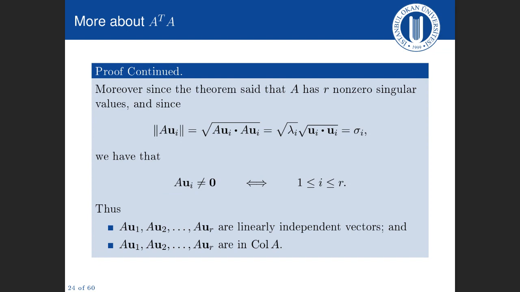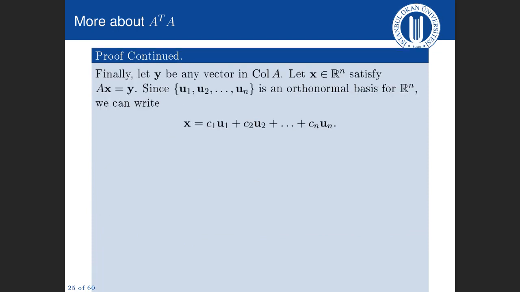So that means that Au1 up to Aur are linearly independent vectors. How do we know this? Because non-zero orthogonal vectors must be linearly independent. And of course, Au1 up to Aur are in the column space of A, because A multiplied by any vector is in the column space of A. So now we have r linearly independent vectors in the column space of A. The column space of A is r dimensional because the rank is r.